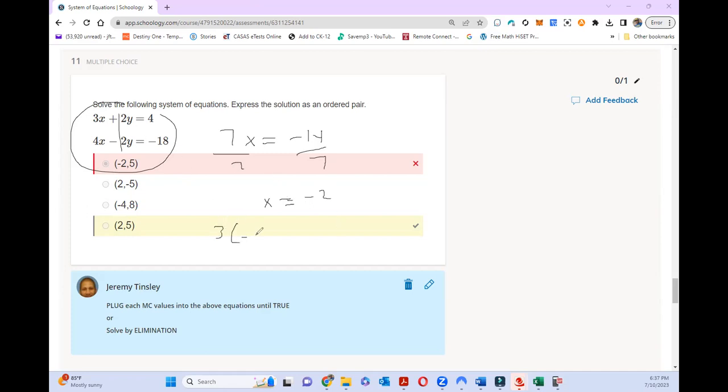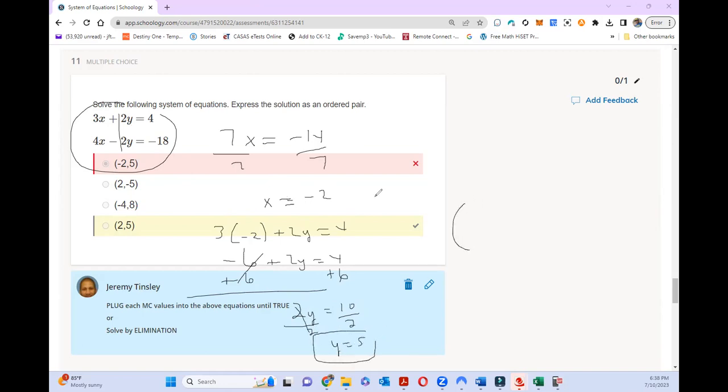So we got 3 times -2 plus 2y equals 4. We got -6 plus 2y equals 4. We add 6 to both sides. 6 is canceled. 2y equals 10. Divide both sides by 2. We get y equals 5. So your ordered pair should be x comma y. Your x is -2, comma 5. That's how you do it algebraically.